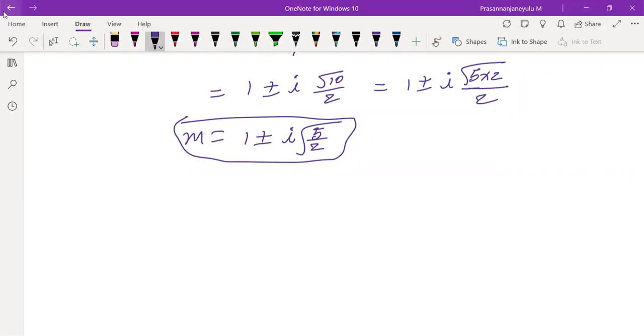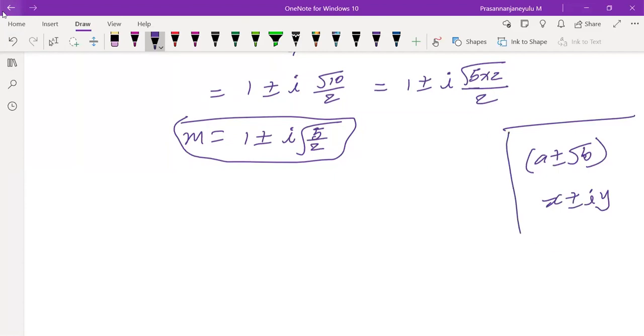What is the general form of a surd? A plus or minus root b, or the conjugate surd is also available. What is the general form of a complex number? A plus or minus ib. Otherwise I will give complex roots like x plus or minus iy. Now when we say x plus iy is a complex number, what about the x and y values? X and y values are any real number. What does the real number include?